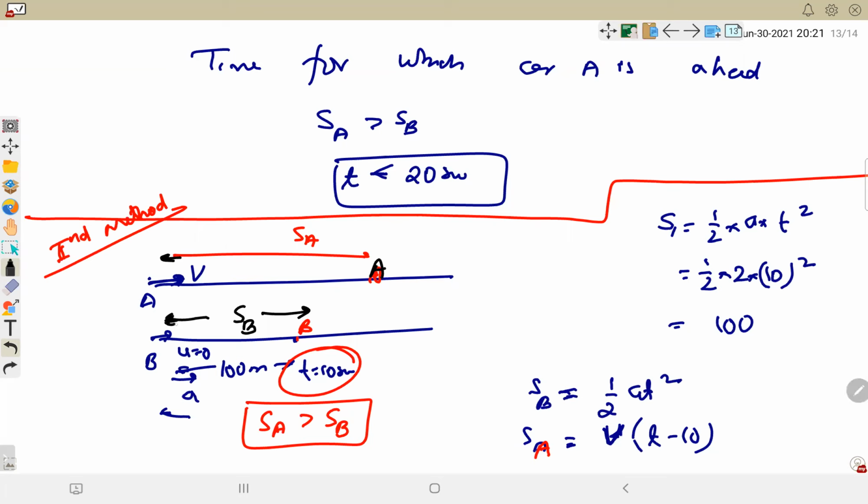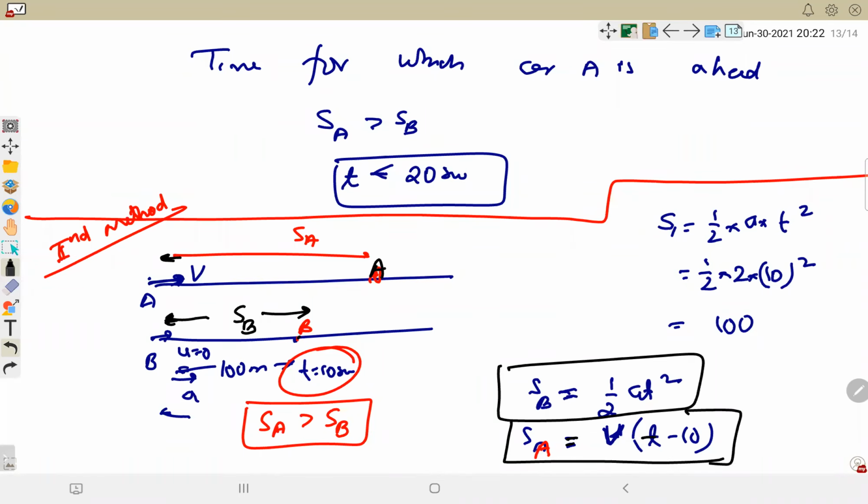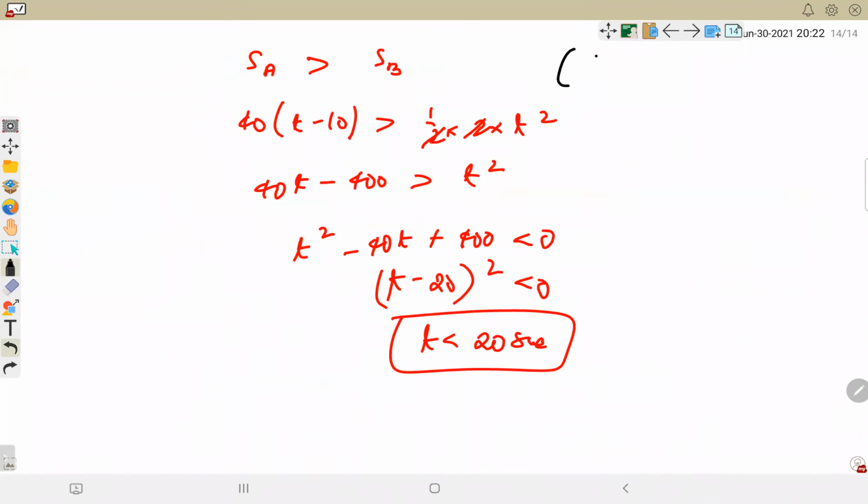अगर हम लेते हैं कि b ने टोटल t सेकंड की जर्नी कवर की है, इन टाइम t सेकंड जितना b ने डिस्टेंस कवर किया है, a को उससे 10 सेकंड कम मिलेंगे मूव करने के लिए बिकॉज a इज स्टार्टिंग आफ्टर 10 सेकंड ऑफ b. So distance covered by a will be b into t minus 10. We have to find the time in which a distance covered is greater than b because it says that a is ahead of b. And then we solve, we will get time t is less than 20.